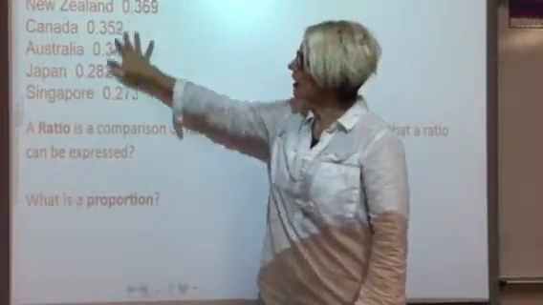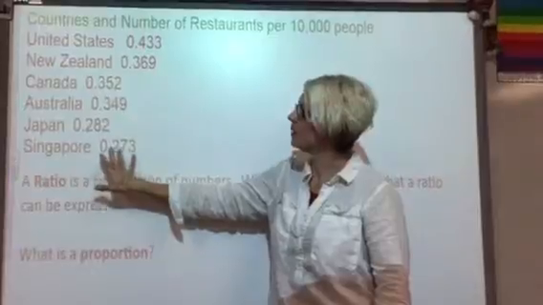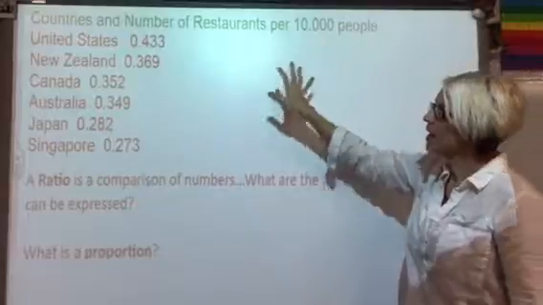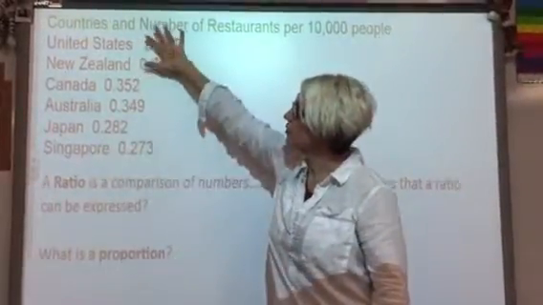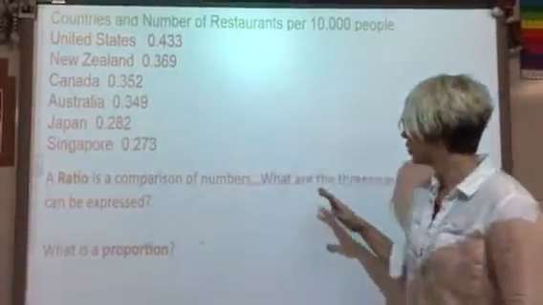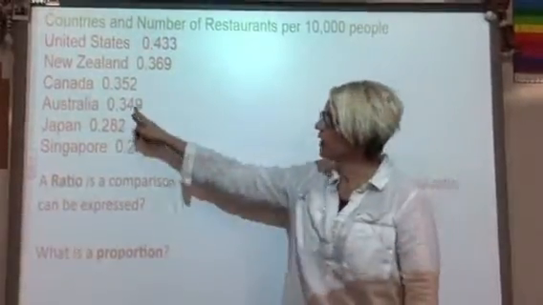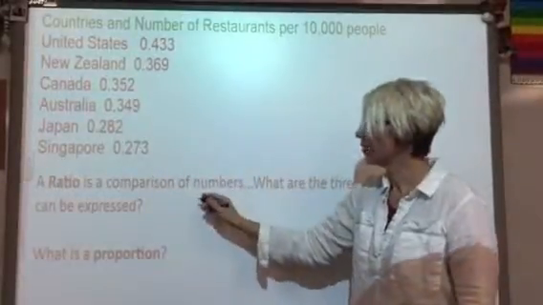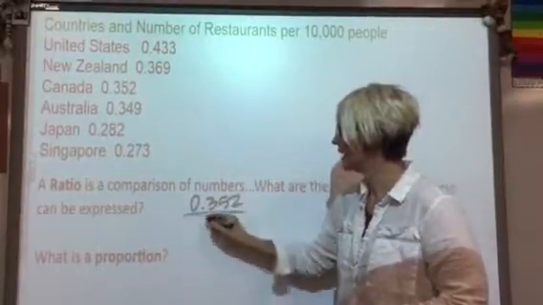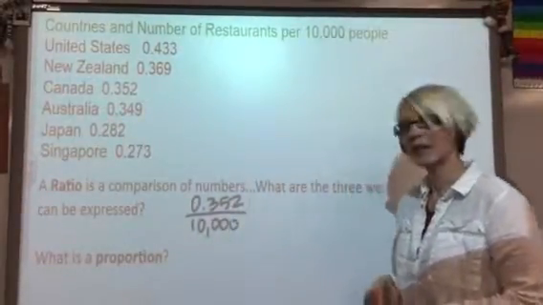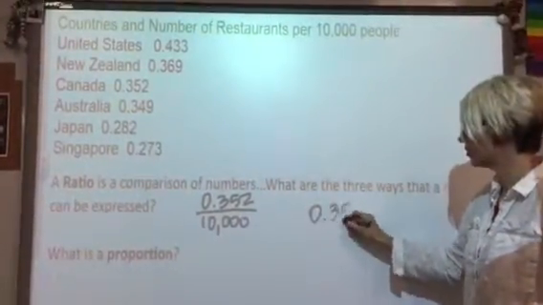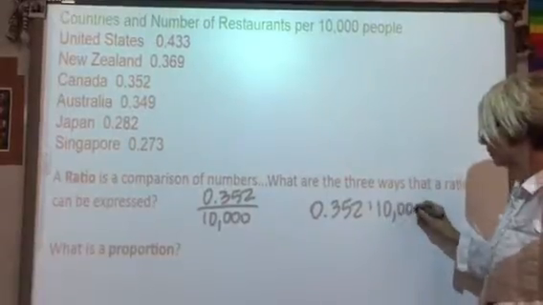So these are a collection of different proportions here. This is the number of restaurants per 10,000 people. It's easier to show it in this form, and so we can compare the different countries. A ratio can be shown three ways. One way is a decimal like this. Another way would be a fraction. If I wanted to say 0.352 out of 10,000 people, I could show it like that. Or I could use what's called a colon, and I could have 0.352 to 10,000 people.